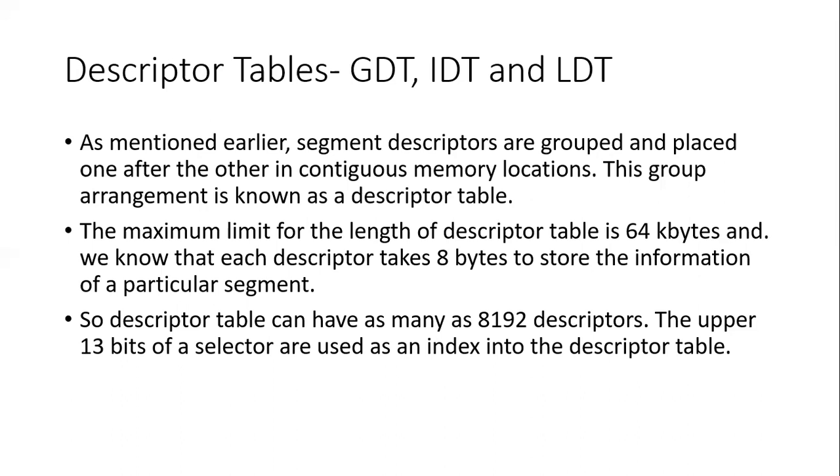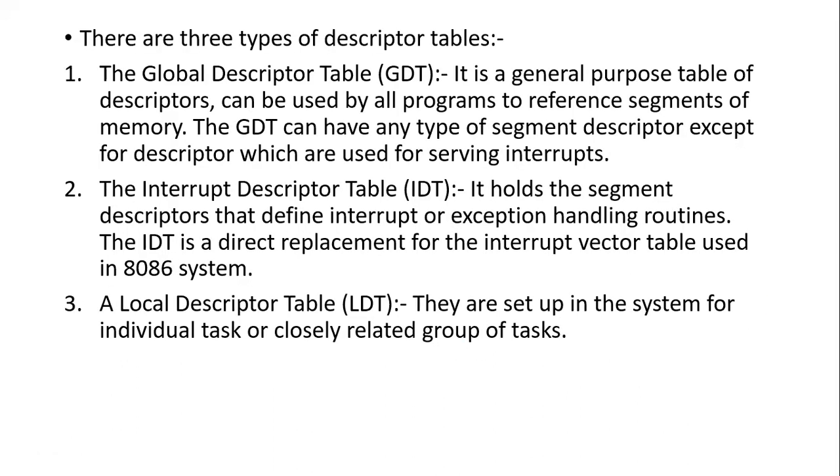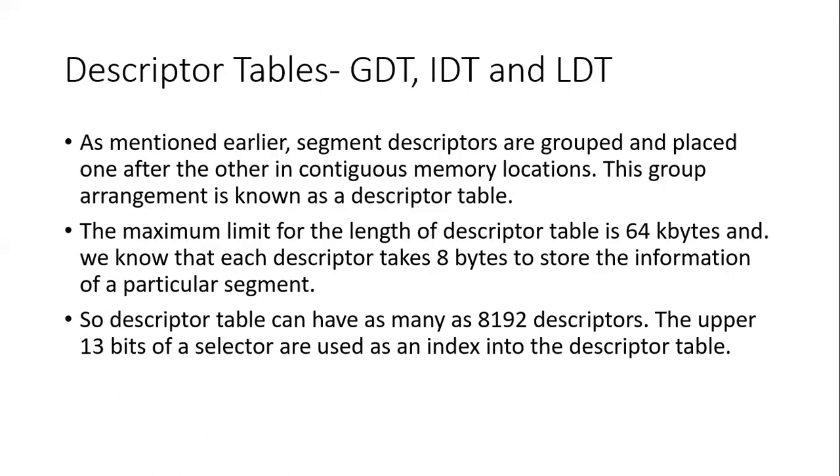How many descriptors can a descriptor table have? One descriptor table can have 8192 descriptors. The upper 13 bits of a selector are used as an index into the descriptor table. Whatever the upper 13 bits are, they are used as the index into the descriptor table. Now we'll see how it works. So there are 3 types of descriptor tables. I hope this is clear.